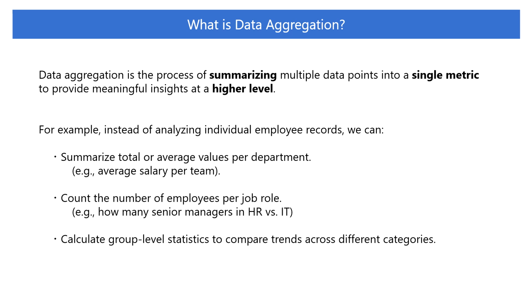Data aggregation is the process of summarizing multiple data points into a single metric to provide meaningful insight at a higher level. For example, instead of analyzing individual employee records, we can summarize total or average values per department, count the number of employees per job role, and calculate group-level statistics to compare trends across different categories. Aggregation helps convert raw data into actionable insights, making it easier for us to grasp patterns within data.